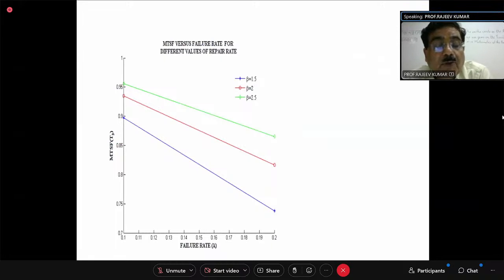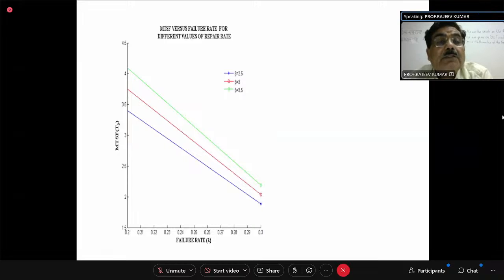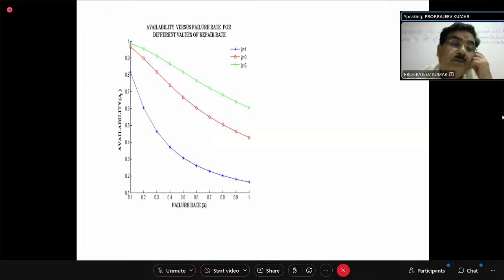You can plot the failure rate of a particular device, lambda, versus the mean time to system failure. This is the same thing that we discussed yesterday in my lecture: the mean time to system failure, MTSF, represents the reliability of the system. As lambda goes up, you can see that the MTSF goes down, and beta stands for the repair rate. If the repair rate goes higher and higher, then obviously the mean time to system failure, or the reliability of the system, improves. Similarly, if we plot for other betas, we can have these values.